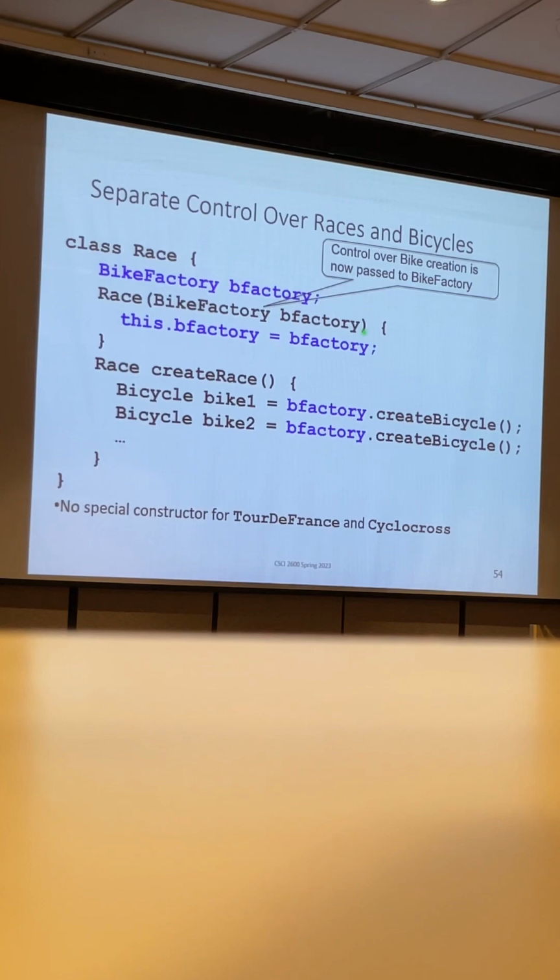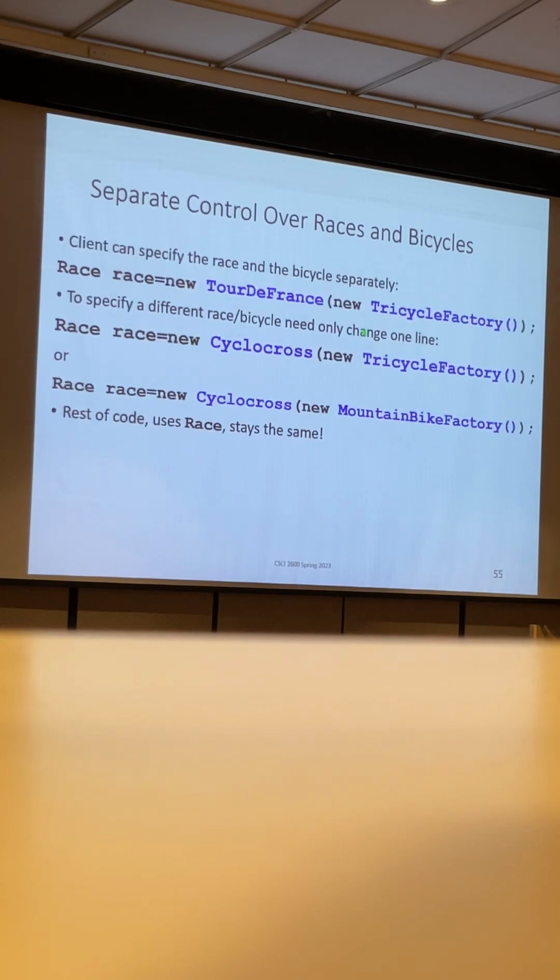because there's no longer a rigid connection between the type of the race and the type of bicycle, right? You can mix and match. You can do any race with any type of bicycle, just create the proper bike factory and pass it to the constructor of the race. All right, so here's an example. Yeah, we can make Tour de France use tricycles if we pass a tricycle factory to the constructor of Tour de France. And of course, there are all other combinations possible.